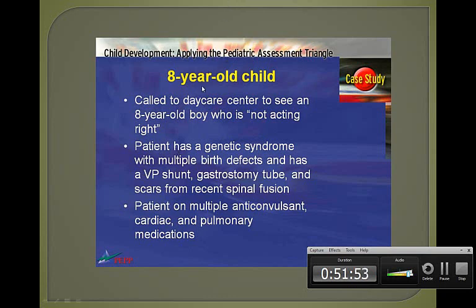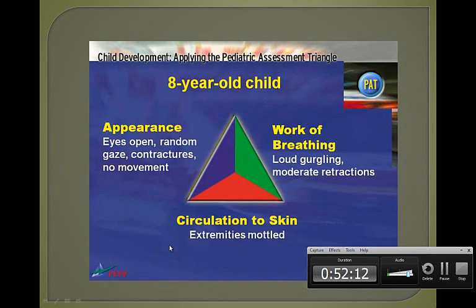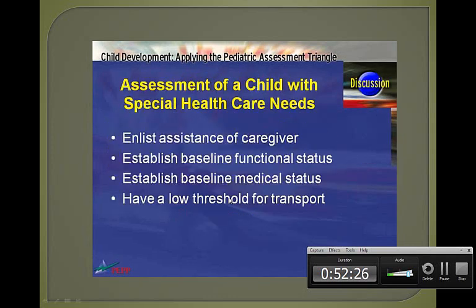You're called to a daycare center to see an 8-year-old who is not acting right. He has a genetic syndrome with multiple birth defects and has a VP shunt, a gastrostomy tube, and scars from recent spinal fusion. The patient has multiple anticonvulsants, cardiac, and pulmonary medications. He has his eyes open, random gaze. He's contracted with no movement. His circulation to his skin is mottled. He has loud, gurgling work of breathing with moderate retractions.